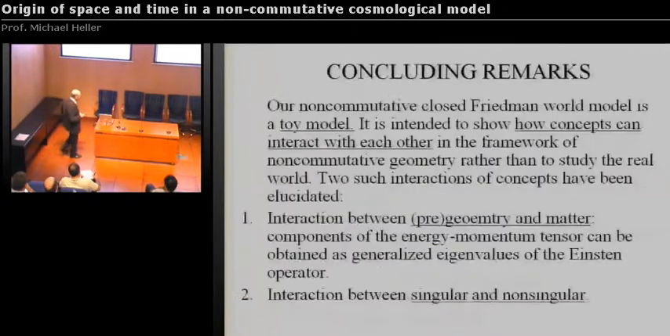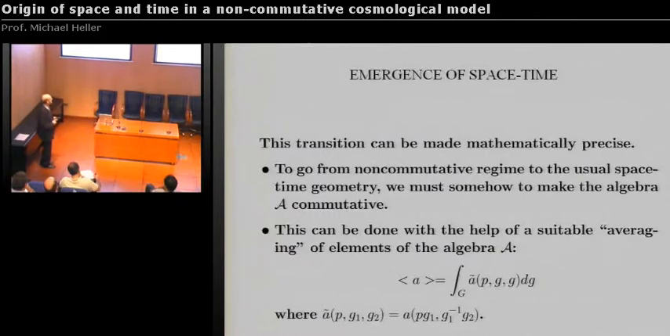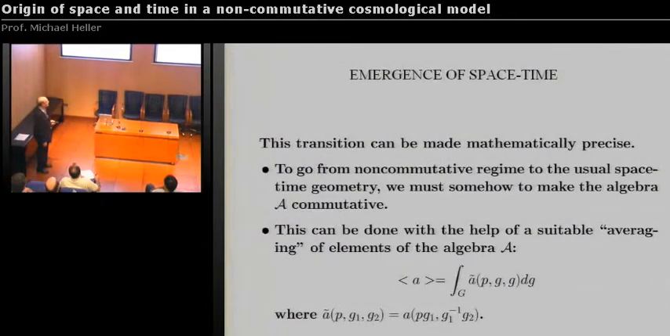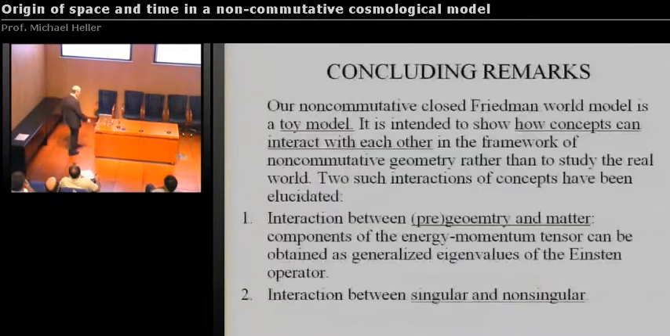And we have seen that some interesting concepts beautifully interacted with each other, probability and non-locality and so on. We have seen that the interaction between pre-geometry and matter is a very striking thing in our model. This non-commutative regime is sometimes called the pre-geometric regime, because it's not yet space and time in the usual sense. And we saw how matter emerges together with standard space and time.